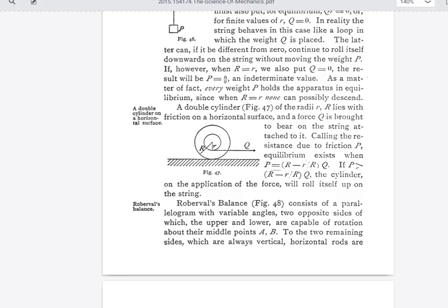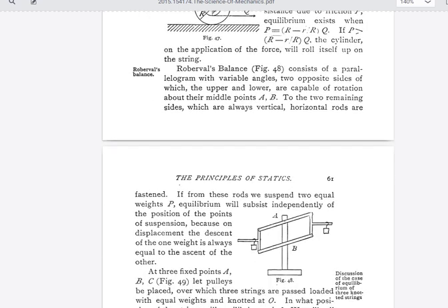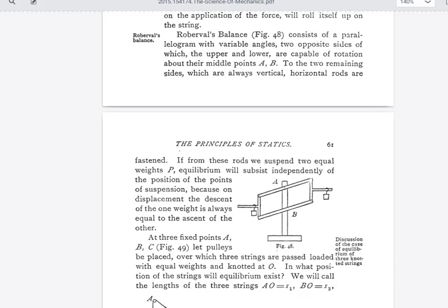Roberval's balance, figure 48, consists of a parallelogram with equal arms at right angles, two opposite sides of which, and the vertical bar above, are capable of rotation about fixed axes. If the two equal pans are fastened to the upper horizontal bar and loaded equally, the system remains in equilibrium whatever be the position of the pans. If from these rods we suspend two equal weights P, equilibrium will subsist independently of the position of the points of suspension, because on displacement, the descent of the one weight is always equal to the ascent of the other.